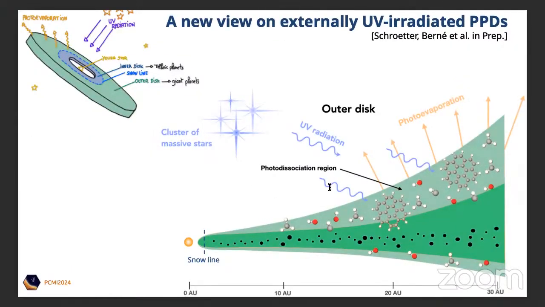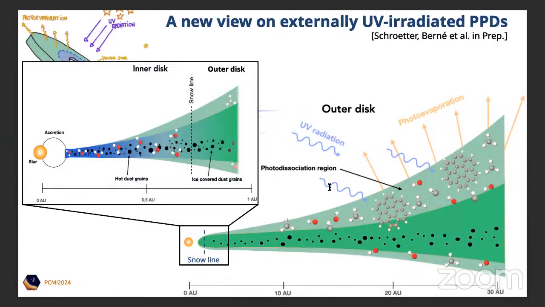So now we have a new view of the externally UV-irradiated protoplanetary disk, where UV radiation creates photoevaporation, where you can see the PAHs, CH3+, etc. And now we have a more accurate vision of what's going on in the inner disk, where you have more, let's say, pristine gas, with water vapor here in the inner disk and CO, and it will probably create telluric planets as well.